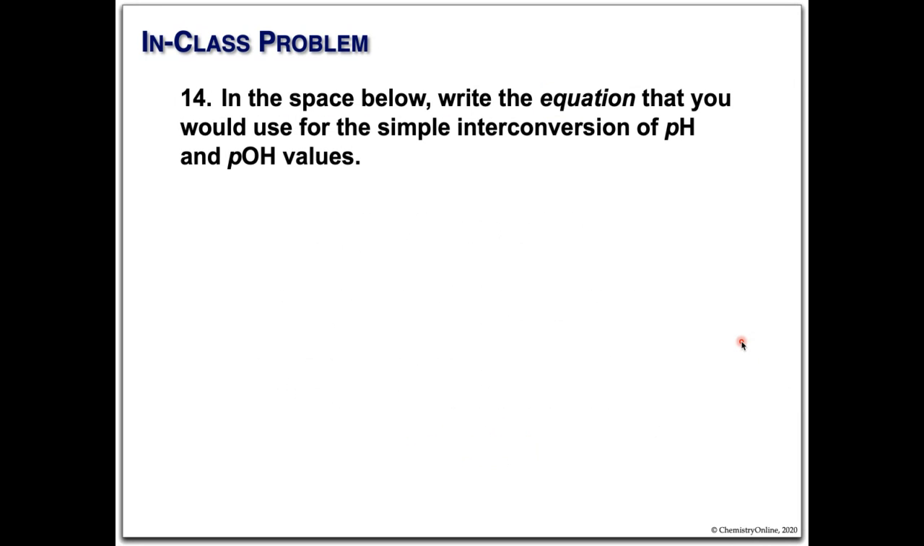Let's say we knew the pH of something and we wanted to know the pOH. Or we knew the pOH and we wanted to know the pH, whatever. The simple equation that you use for this is what? And again, please make sure you have the equation handy on Wednesday evening. It is simply pH plus pOH is always 14.